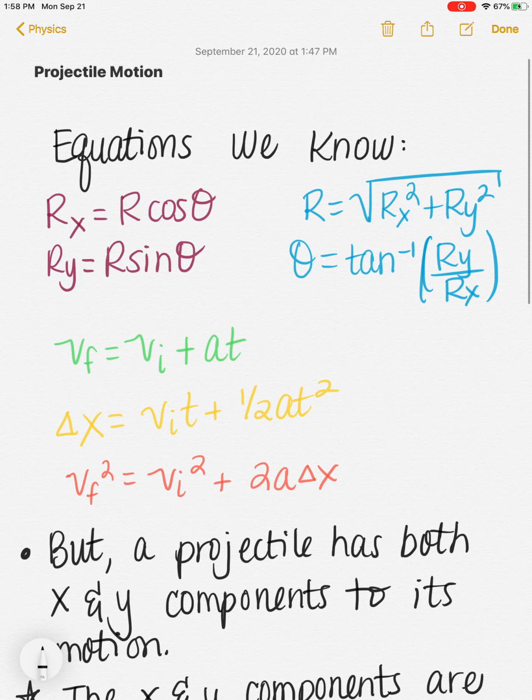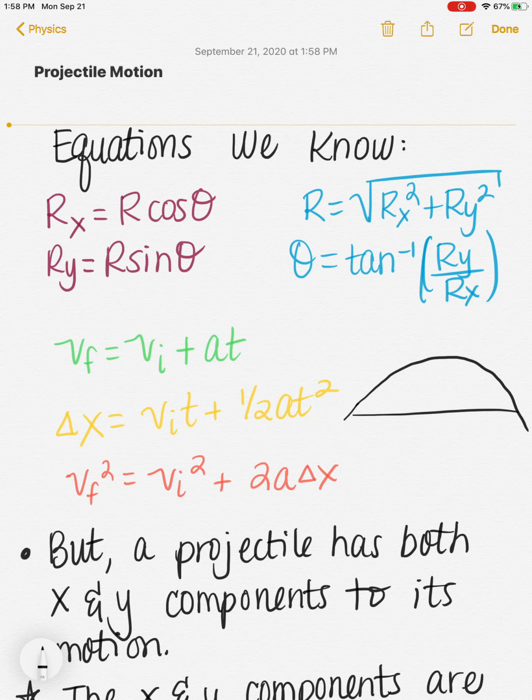Hi everybody, today we are going to be discussing projectile motion. Projectile motion is motion of an object that has both X and Y components. So like if you kick a soccer ball or a football or a golf ball or fire a cannon, we're basically looking at something that's going to have a curve rather than going in a straight line.